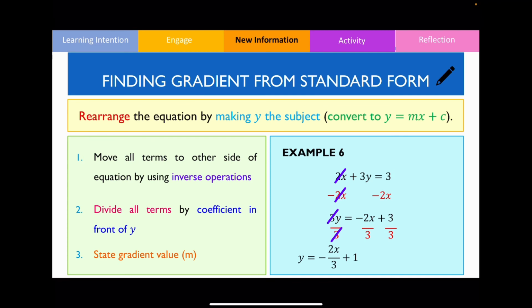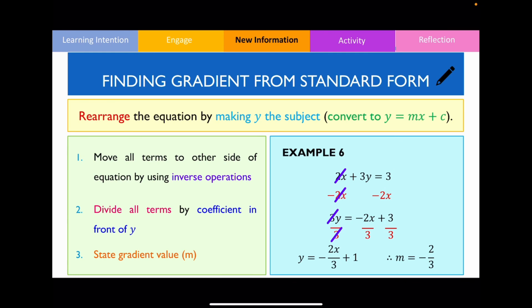Now that I've successfully converted the standard form into the y is equal to mx plus c form, I can readily tell what is my gradient by the value of m, which is the number in front of x. The number in front of x in this example is going to be equal to negative 2 on 3, so that's going to be the gradient for this particular equation.